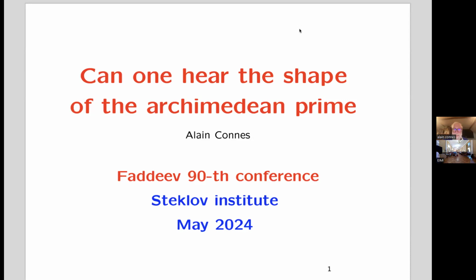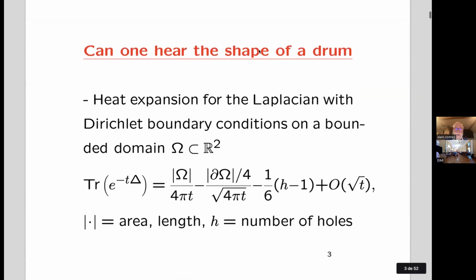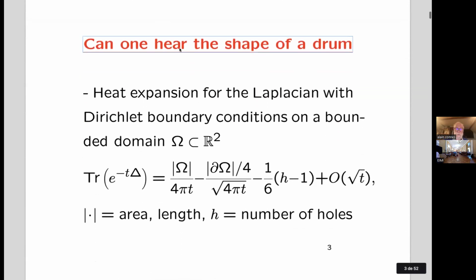So what I will do is, I hope you will understand the title of my talk, and I will give you a partial answer. The title of the talk is, Can One Hear the Shape of the Archimedean Prime? I will have to explain what the Archimedean prime is. But I don't think I have to explain much about can one hear the shape, because this is a very familiar title, due to Mark Kac, which was Can One Hear the Shape of a Drum?